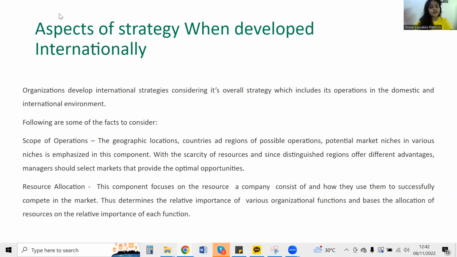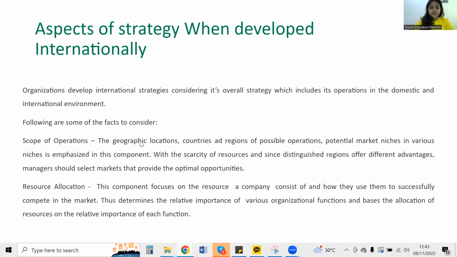Right. So let's look at the strategic approach. Organizations that develop international strategies consider their overall strategy, which includes operations in the domestic and international environment. They cannot ignore the domestic element, because that is where they started. So it's important for them to expand together with that.